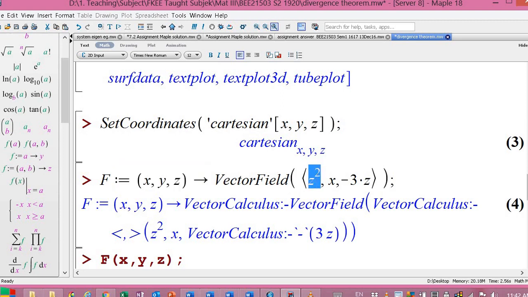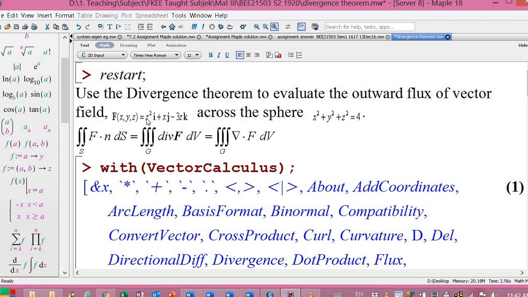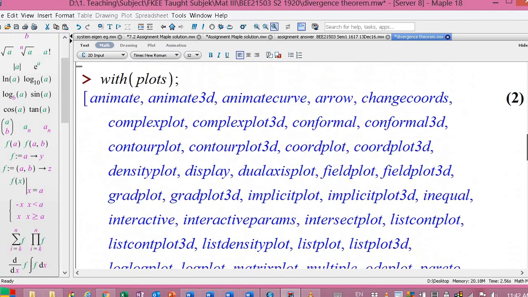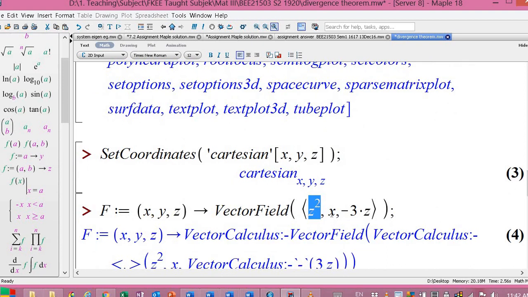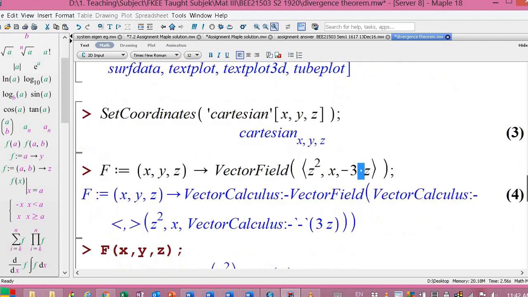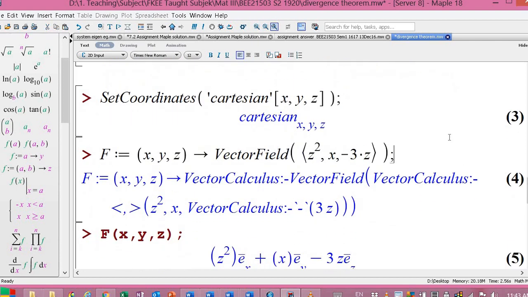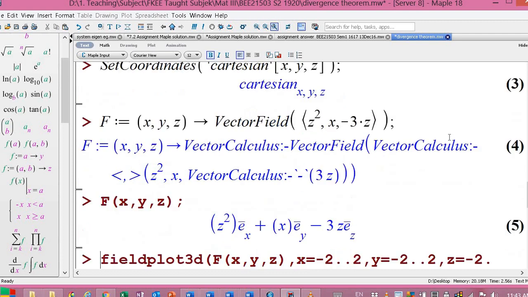Component i is given by the question, which is z squared. Component j is x. Component k is negative 3z. So this is component j, and this is component k, negative 3z. For multiplication, make sure you have a dot here. It stands for multiplication. To get this one, press Shift 8. Then we call back F(x,y,z).